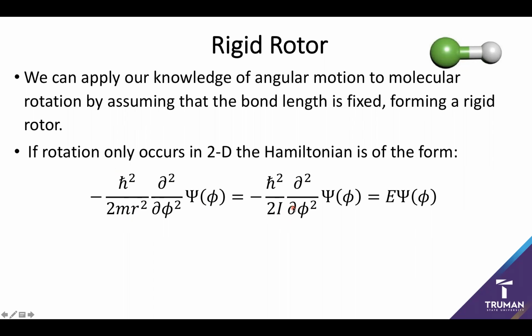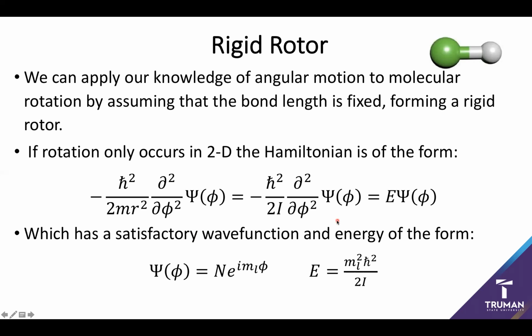Now, this forms an eigenfunction eigenvalue system, and it turns out that there is a known set of eigenfunctions for this Hamiltonian, which form the general structure of a normalization constant times the exponential times an imaginary number times a new rotational quantum number that we are going to call m sub l for reasons that we will see next chapter. And again, the location of the particle in the direction phi.